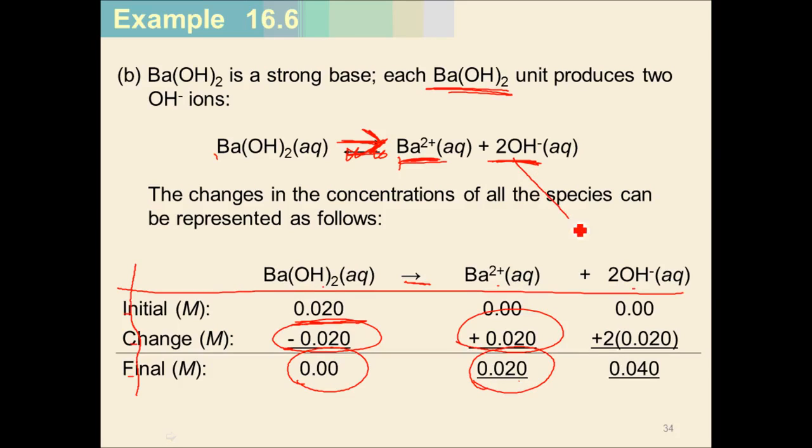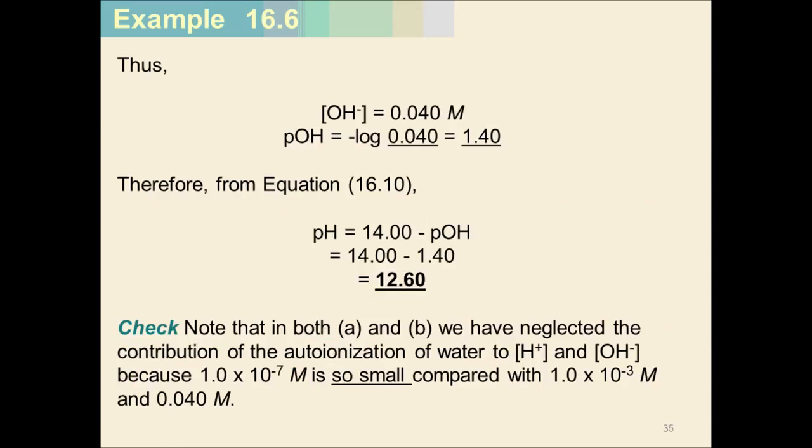Your hydroxide, though, was a 2-to-1 mole ratio with your barium hydroxide. So it was 2 times that 0.02 to be 0.04. And so your final concentration of the hydroxide is 0.04. Now, on slide 35, that's the hydroxide ion concentration. And let's remember, all these calculations, what we really needed was pH.